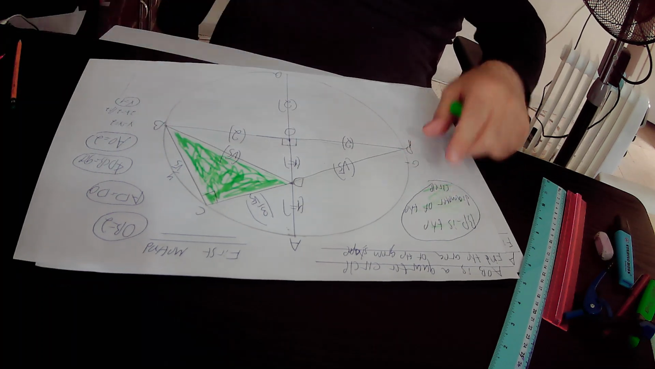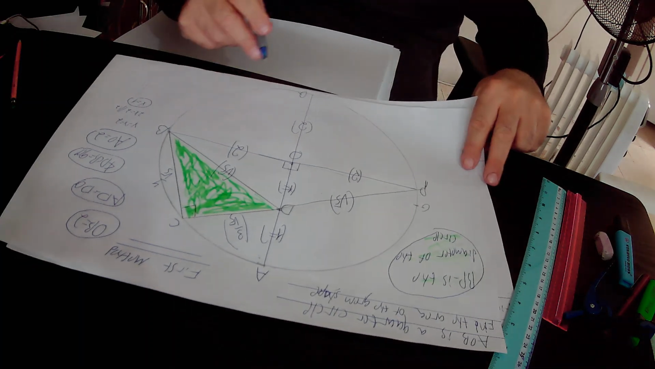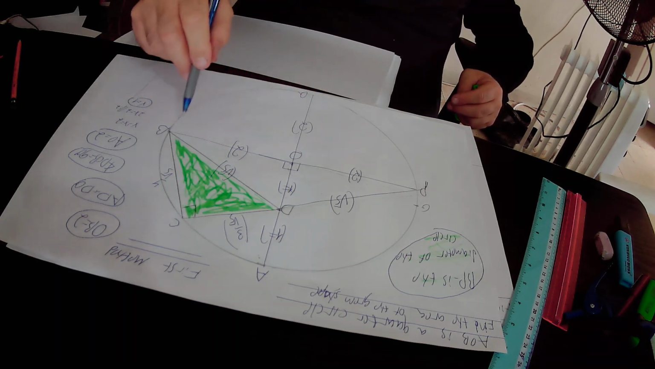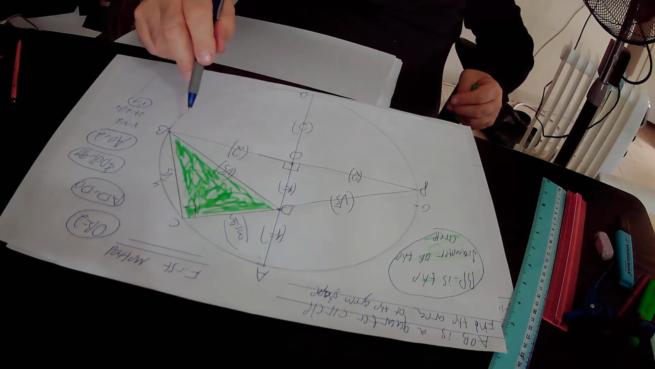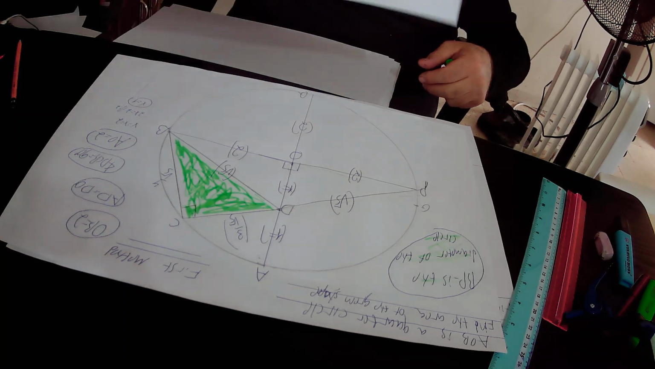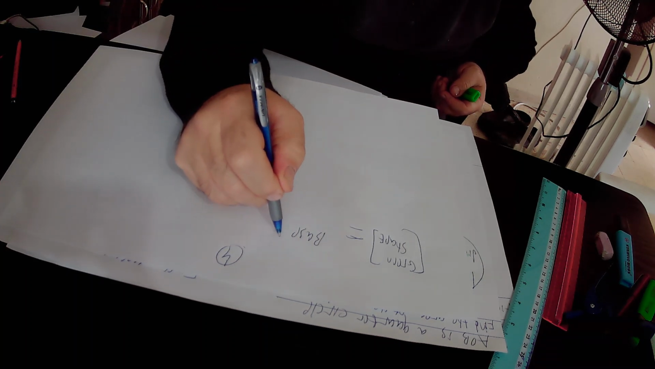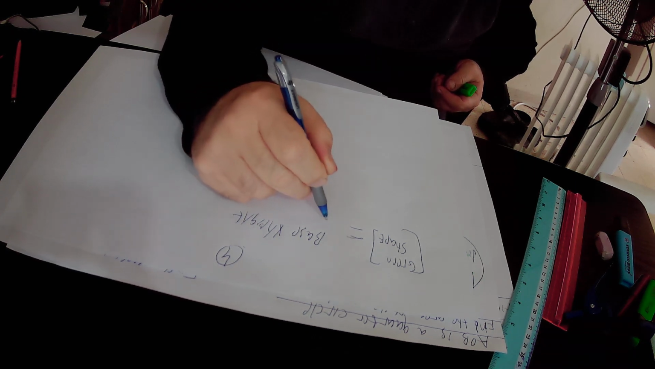I repeat again that our mission is to find the area of this green shape. So the area of the green shape is equal to the area of this green right triangle DCB. So what is the area of the green right triangle DCB? The area of any triangle is equal to the base of the triangle times the height to the base over 2.